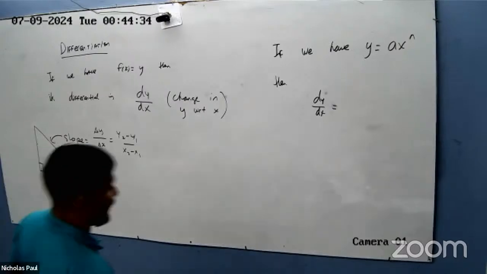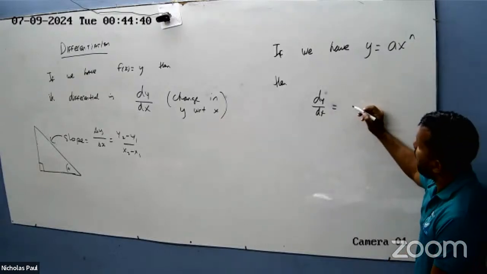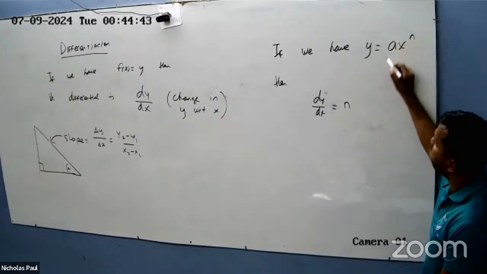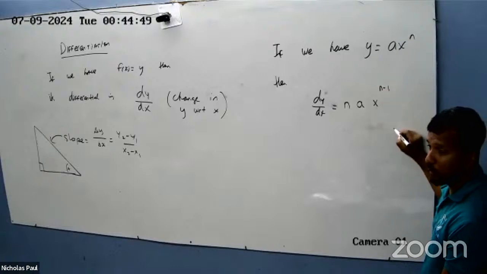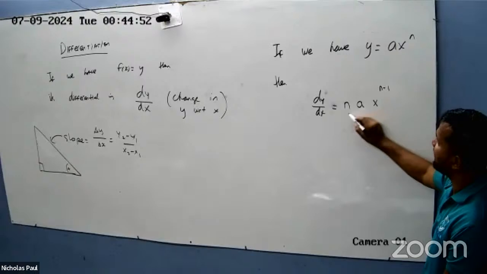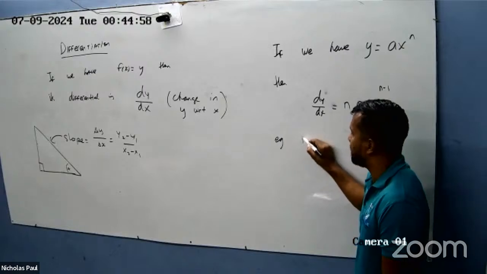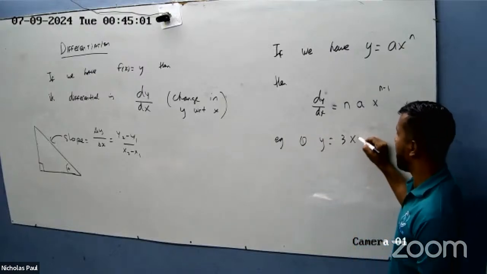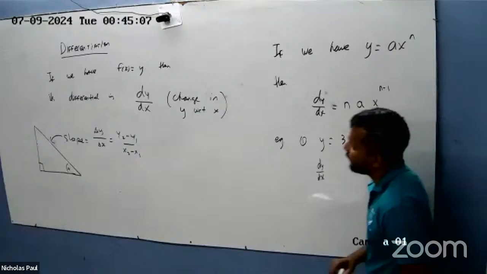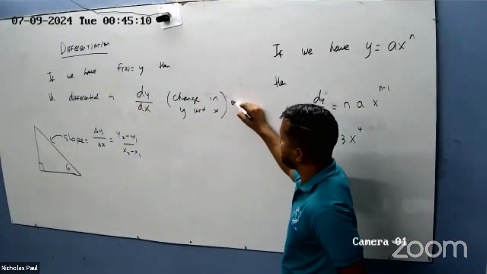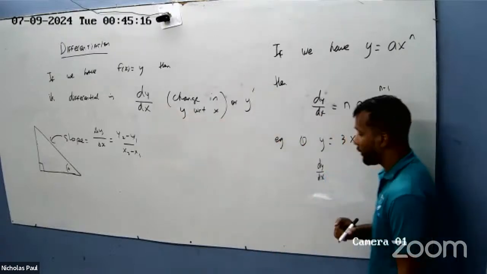Really easy. In order for us to differentiate, we have a few steps to take. We take the power and we bring the power down. So you bring down the n, then you multiply it by a and you minus 1 from the power. So the differential of ax to the power of n is nax to the n minus 1. Now looking kind of hard, so let's do an example. If I give you y is 3x to the power of 4, watch how easy it is. dy dx, or by the way, sometimes instead of seeing dy dx, you will see y prime. They both mean the same thing.